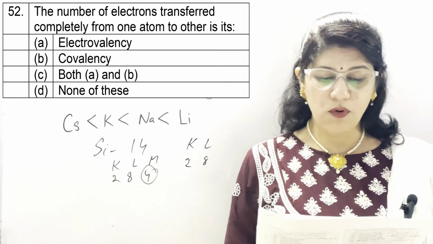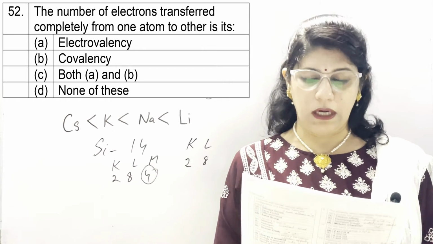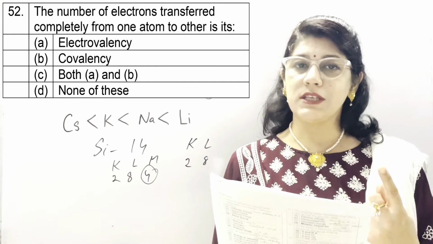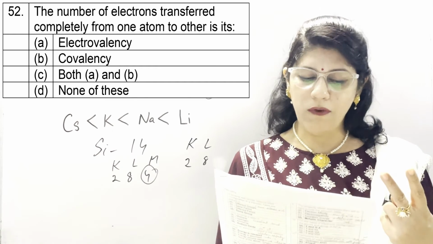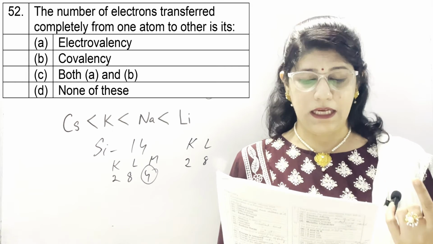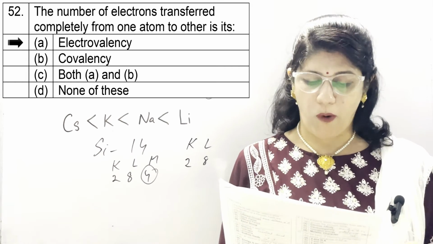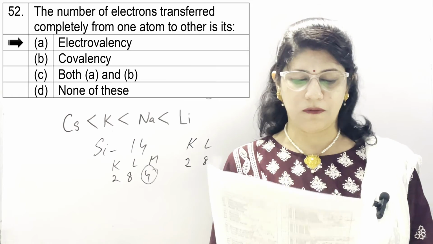Question number 52. Number of electrons transferred completely from one atom to other is its. A option is electrovalency, B is covalency, C is both A and B, and D is none of these. Correct answer is electrovalency, because electrovalent bonds are formed by transfer of electrons.